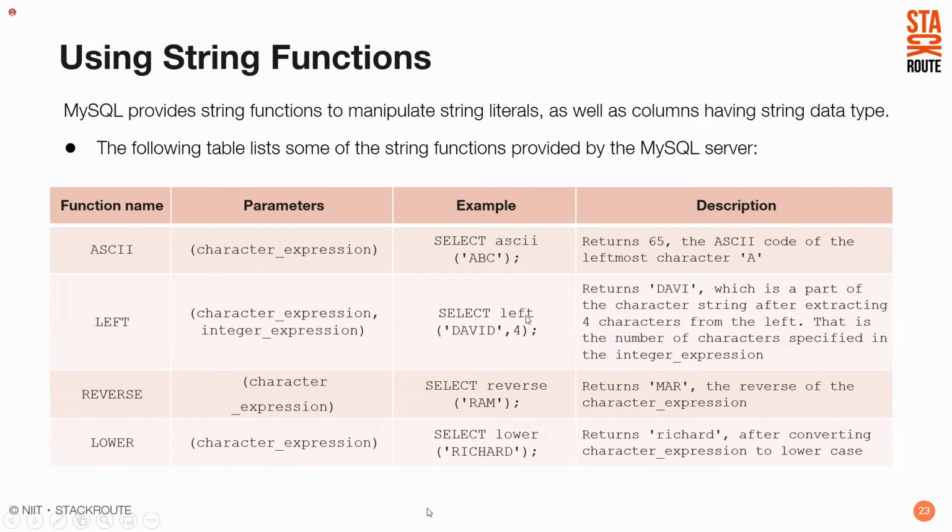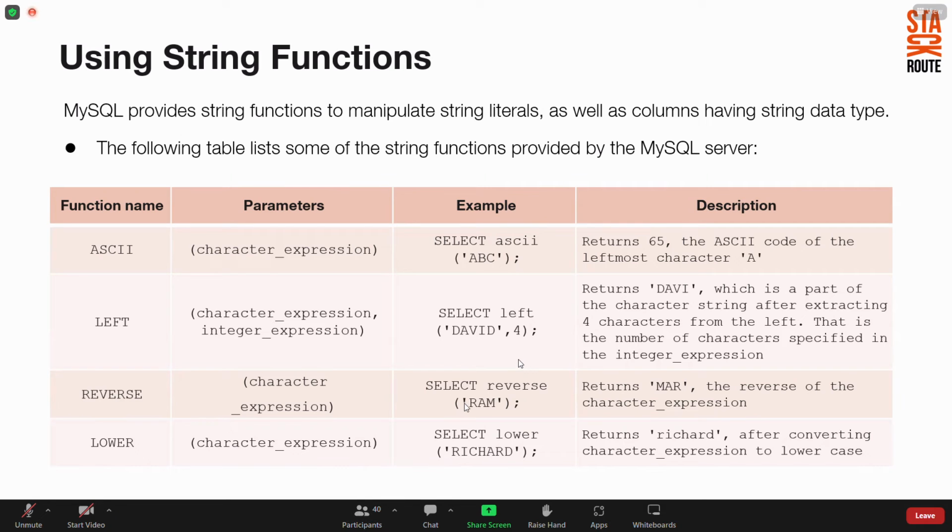Select left, David, 4. If I give left, it will take the leftmost 4 characters. It will take 2 parameters. The first parameter is my actual string. The second parameter is the number of characters I want to extract from the given string. So if I give David, 4, it will take Davi alone, the first 4 characters. Take a snap of this.